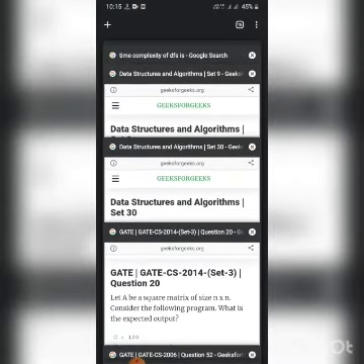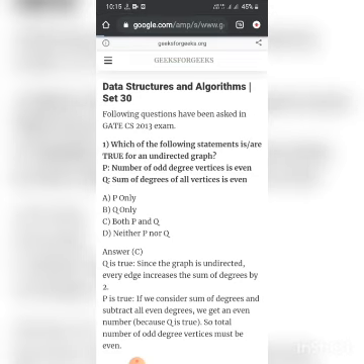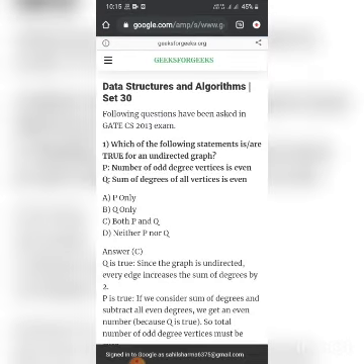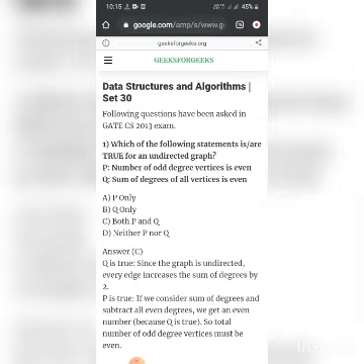Next question is, which of the following statements is true for an undirected graph? P, number of odd degree vertices is even. Q, sum of degrees of all vertices is even. And the answer they give is both P and Q.